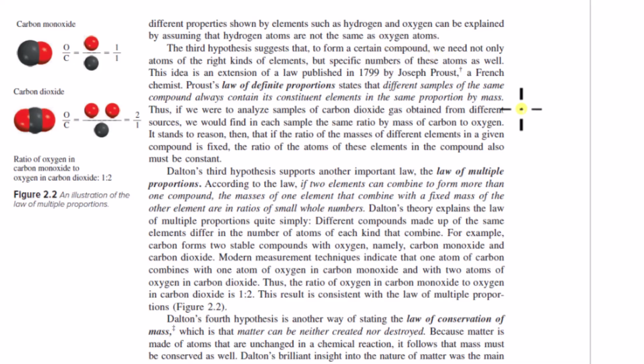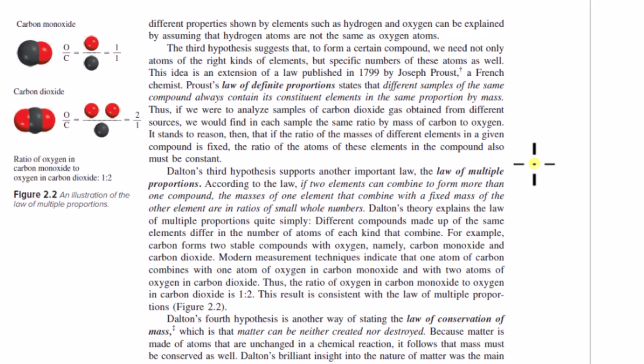Okay, so now to finish off this history lesson, we're going to talk about how Dalton's hypotheses were in line with, matched up with, some other laws of matter that were stated at the time. So the law of definite proportions, also known as the law of constant composition, the law of multiple proportions, and the law of conservation of mass. Now keep in mind these laws were stated in the late 1700s, early 1800s time period. So this still is really more of a history lesson.